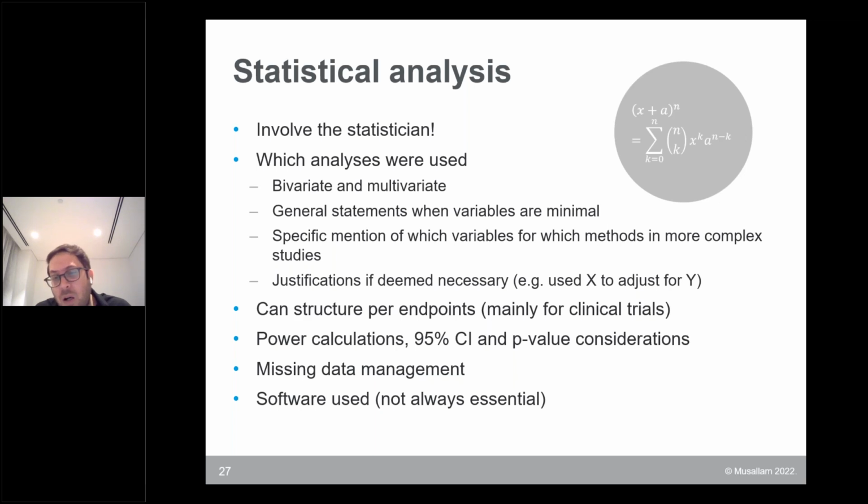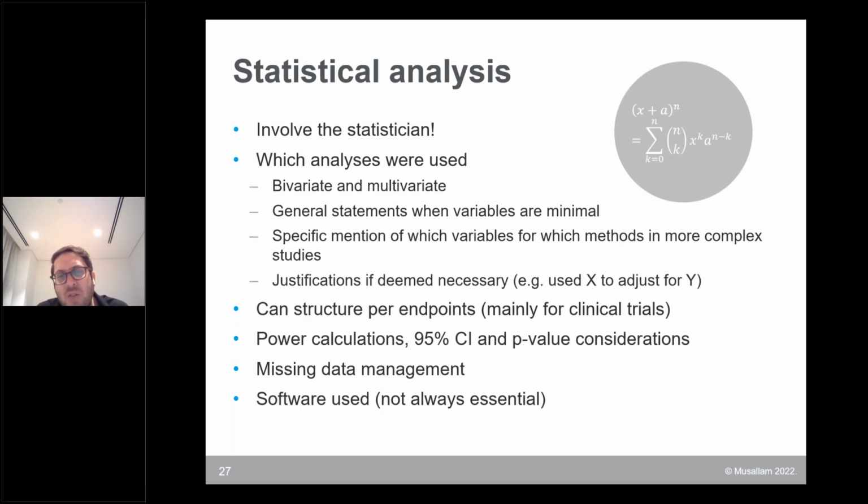Obviously, you would write your endpoints if it was a trial, power calculations for sample size, confidence interval, p-value, all those standard statements. If you had missing values in your paper, say how you dealt with that. Did you just replace them by the average? Did you ignore them? Did you do sensitivity analysis?